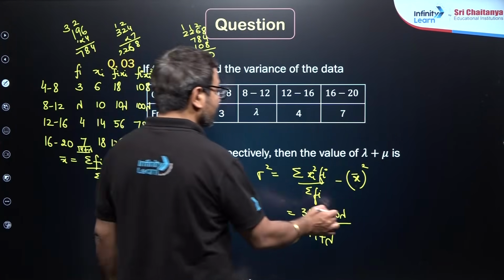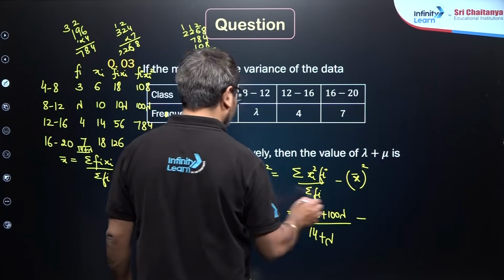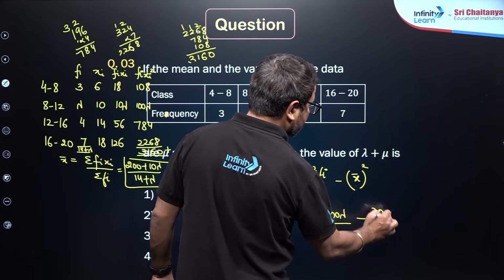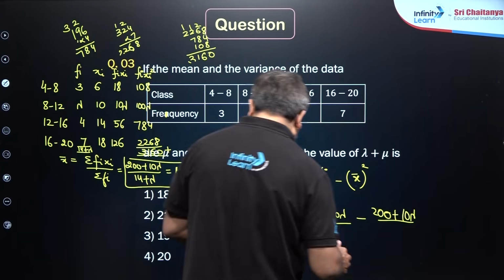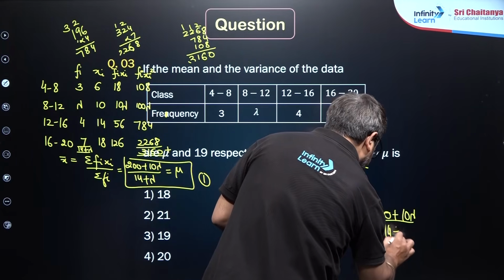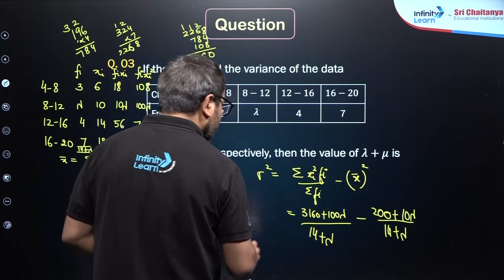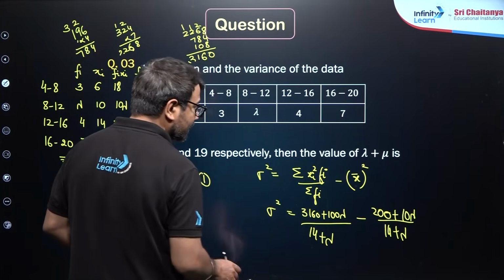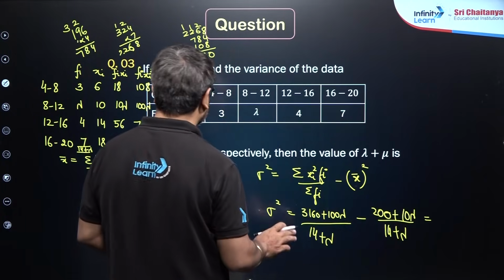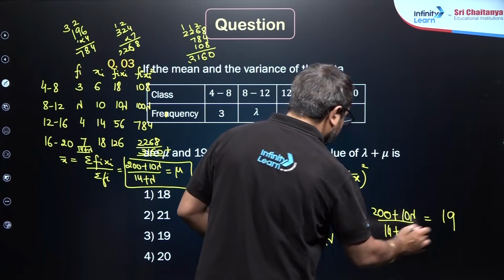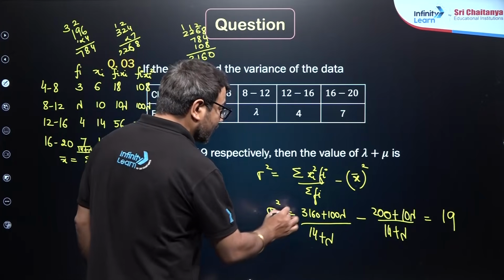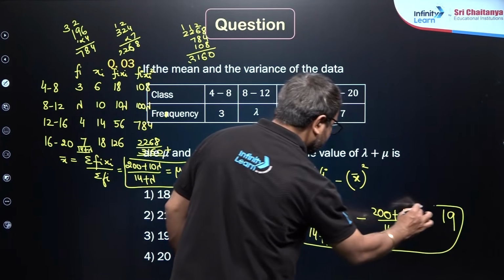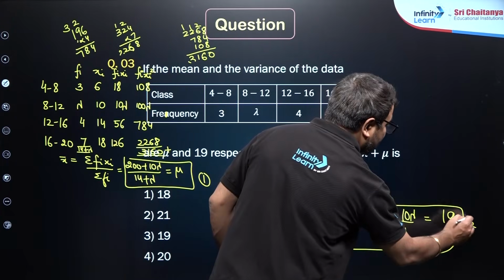And then, bachche, the mean square you already have is (200 plus 10 lambda) whole divided by (14 plus lambda). So this is the value of the variance, and this value has been given to you, bachche, that is 19. Now you have two relationships, one is this one, second is this one.